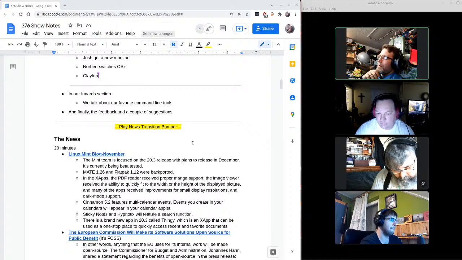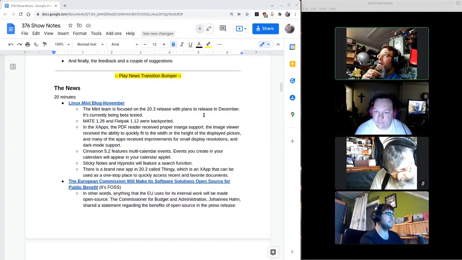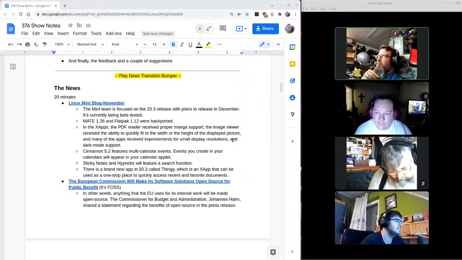First up, in the news, we have the Linux Mint blog for November. The Mint team is focused on the 20.3 release with plans to release in December. It's currently being beta tested. MATE 1.26 and Flatpak 1.12 were backported. In the XApps, the PDF reader received proper manga support. The image viewer received the ability to quickly fit to the width or the height of the displayed picture, and many of the apps received improvements for small display resolutions and dark mode support.